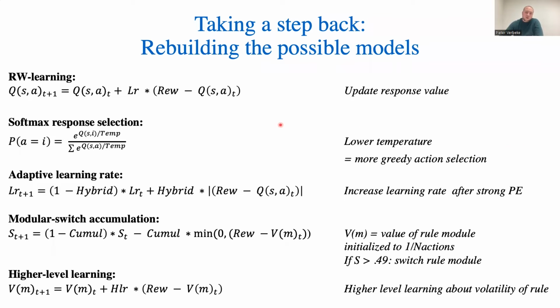And I started from the classic Rescorla-Wagner rule with a softmax response selection. So here the expected reward for a given stimulus action mapping is updated on every trial by a factor which is proportional to the learning rate and the prediction error. And then this expected reward is used to select an action, where there is a temperature parameter which determines how greedy this action selection is.